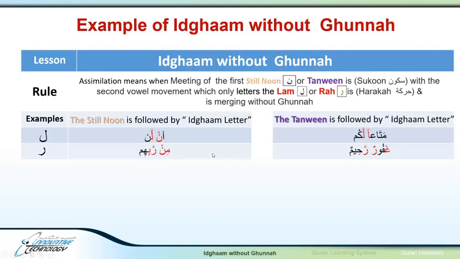Let's give more examples to illustrate the idgham without gunna. We're going to have examples for each of the two letters, the lam and the ra, for still noon, nun sakinah, and for tanween. Tanween here, nun sakinah here. First example, an, lan.